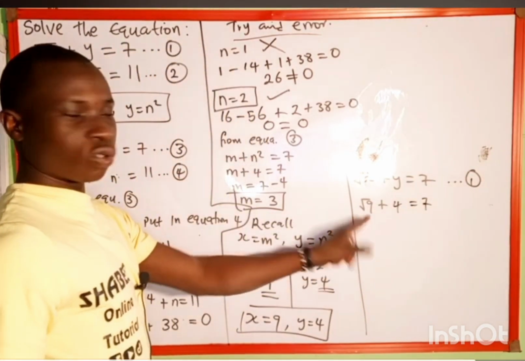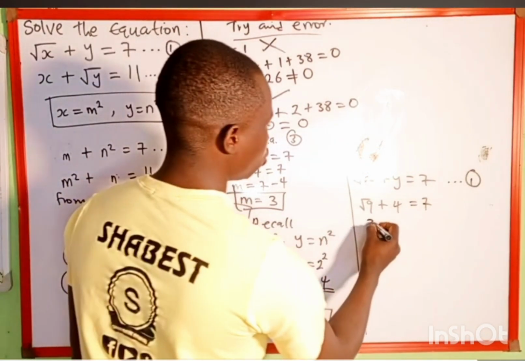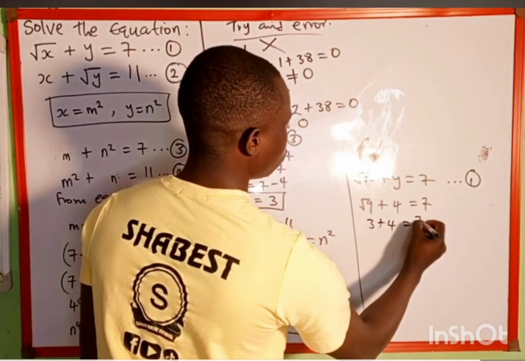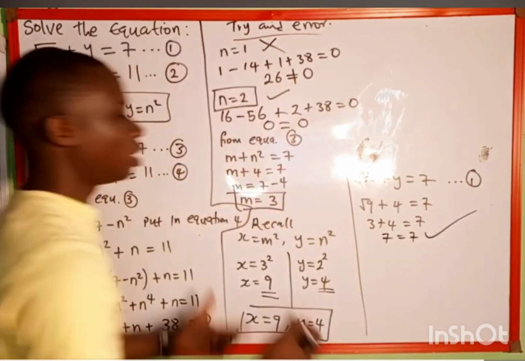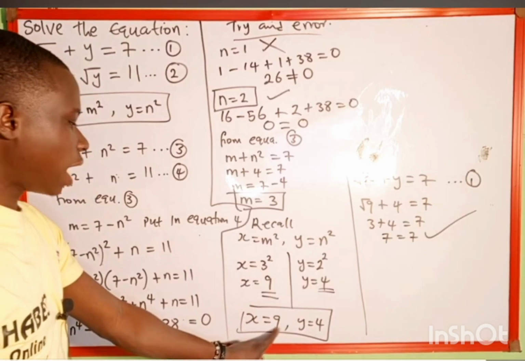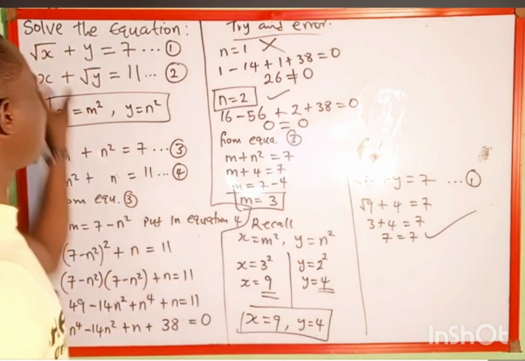9 is a perfect square. What is the square root of 9? It is 3. 3 plus 4 is equal to 7. What is 3 plus 4? 7 is the same as 7. So that means x is equal to 9 and y is equal to 4 satisfy the first equation.